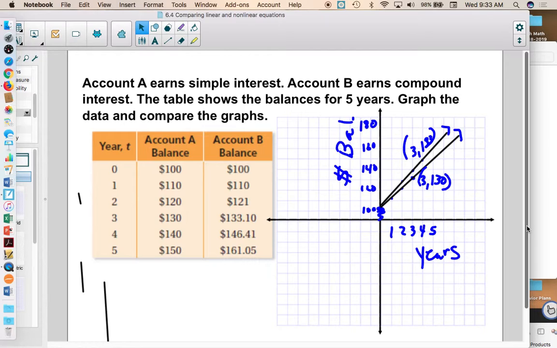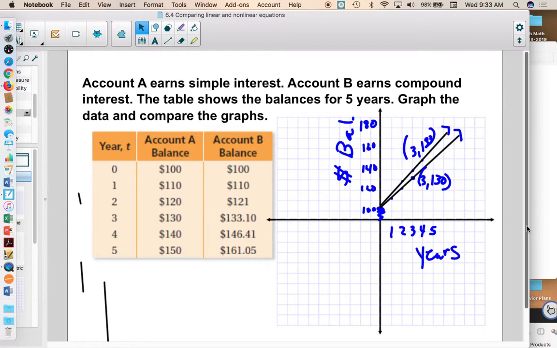All right, so tell me about the graphs. What do you notice, Lindsay? Account B is going to make more, okay, with what we call the compound interest versus the simple interest. Do you know the difference between compound and simple interest? Simple interest says you earn 25% interest per year. That's it, 25 per year. Compound interest, oftentimes, is like 25% per quarter.